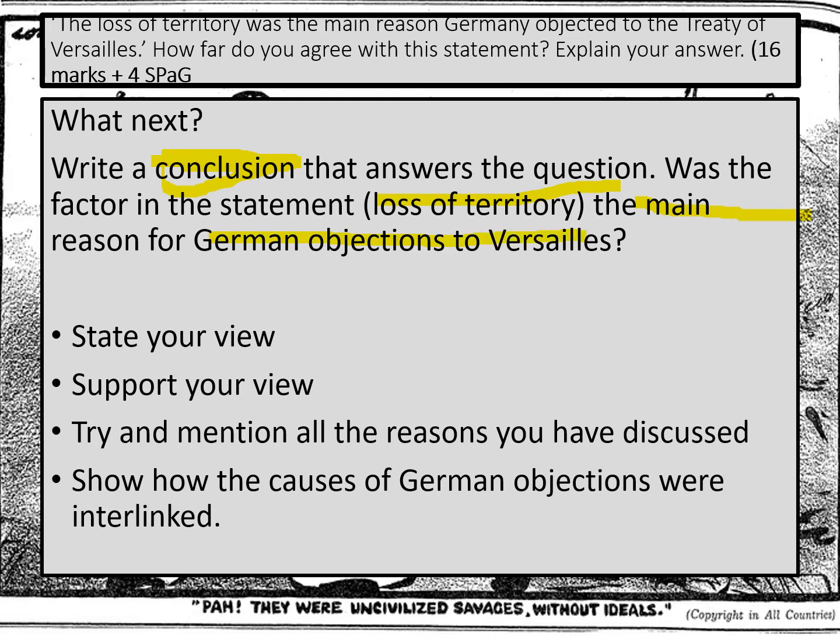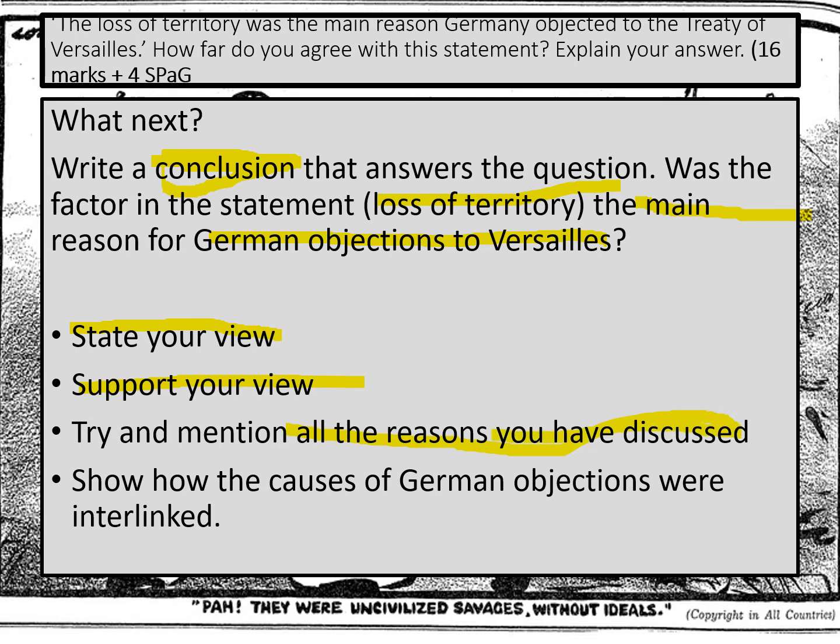Was the factor in the statement, loss of territory, the main reason, the most important reason for German objections to Versailles? There is no right answer to this. All you've got to do is state your view. I believe loss of territory was the most important or the main reason why Germany objected. You decide. I do not believe loss of territory was the main reason. You then support it and you say why you think that. I think this because.